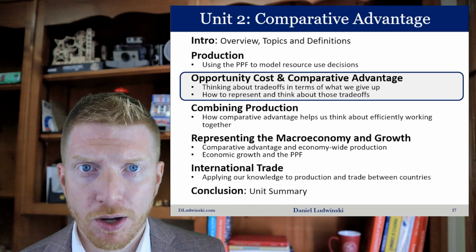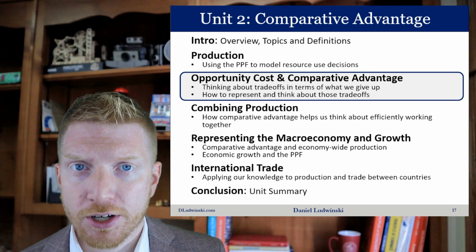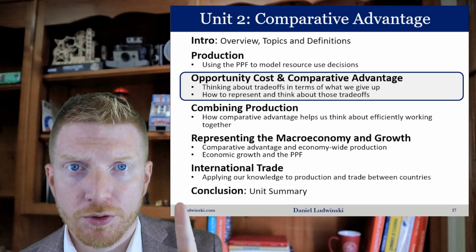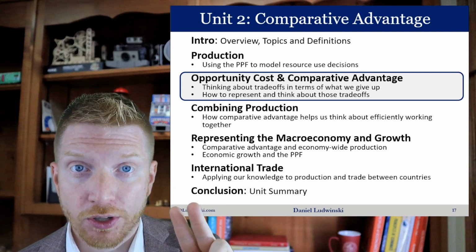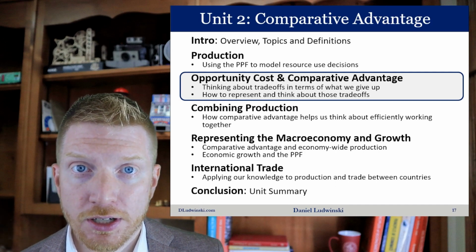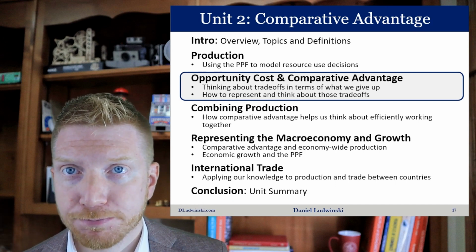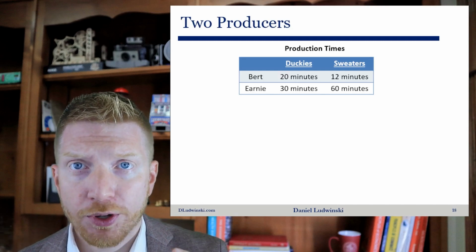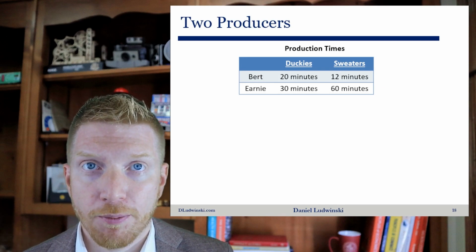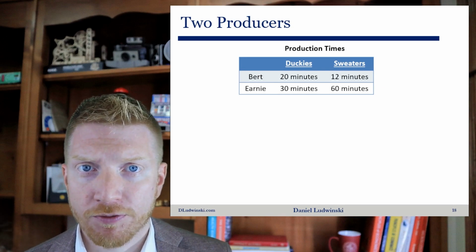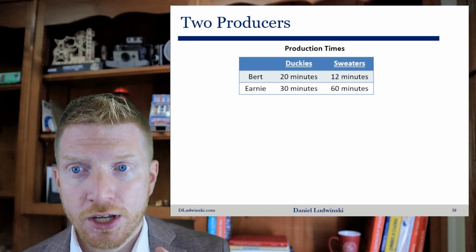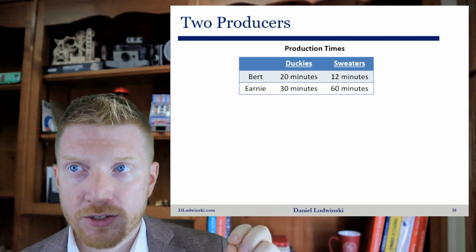We're applying that model that we introduced previously, the production possibilities frontier, and we're using that not just with one producer, but extending it to look at two and thinking about what that means in terms of production, comparative advantage, and trade. So we're going to have two producers, and the example that I'll be using in this portion of this video is an example using Bert and Ernie, and they're going to be making two goods. They're going to be making duckies and sweaters.